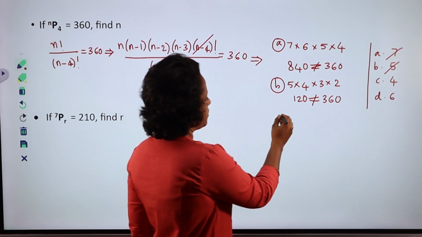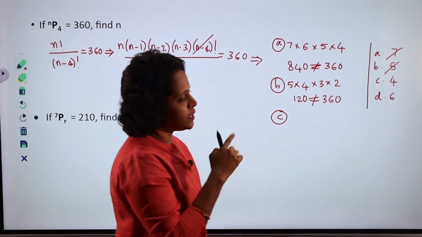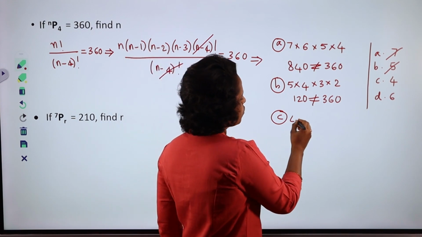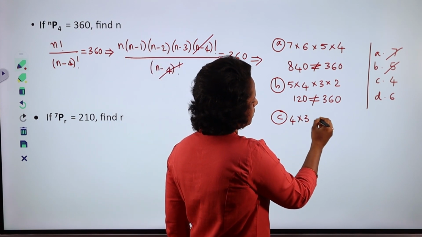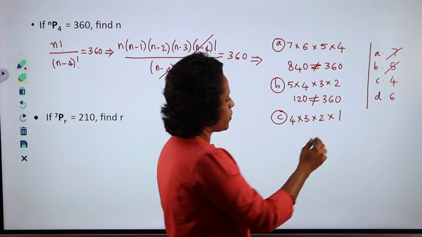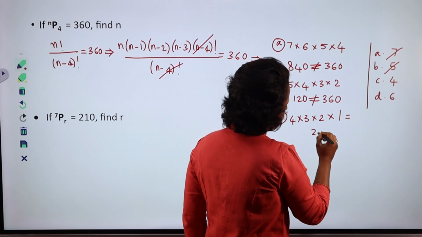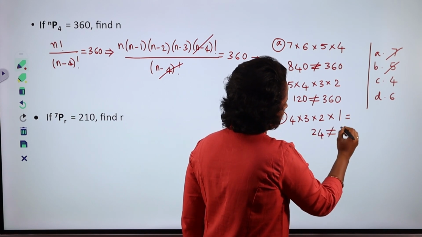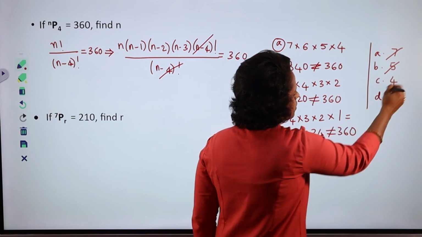Now the third option, C. See, n equals 4, right? So 4 into n minus 1 will be 3, 2 and 1. So 4 3s are 12, 12 2s are 24, right? So 24 is not equal to 360. So this option is also ruled out.